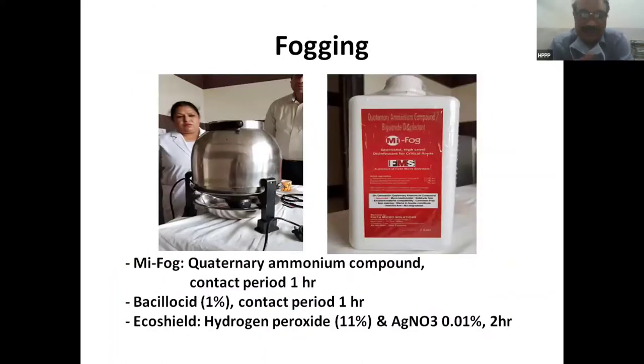About fogging. So this is nowadays the recommended method.